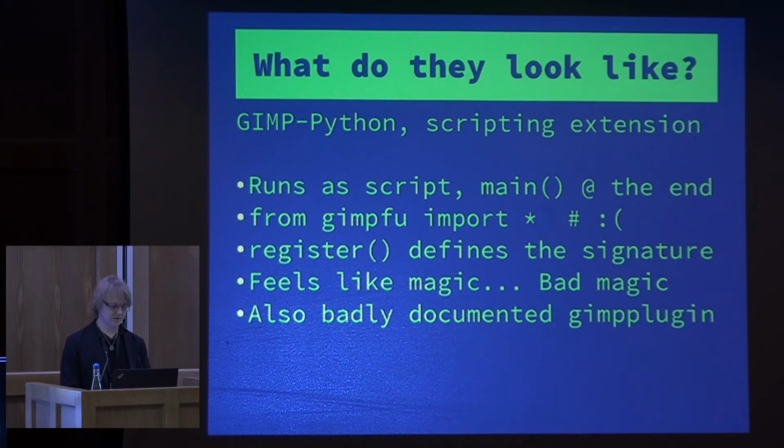I'm going to kick this off with GIMP Python, which is for the GNU Image Manipulation Program. The way these work is that they are run as scripts, so you have a main function at the end, which is called, but it's not super Pythonic. You import star. No one likes to import star. And then there's this huge register function that needs to be called that registers it in gimp.pdb, which is the internal plugin database for it. And it's a bit of bad mojo.